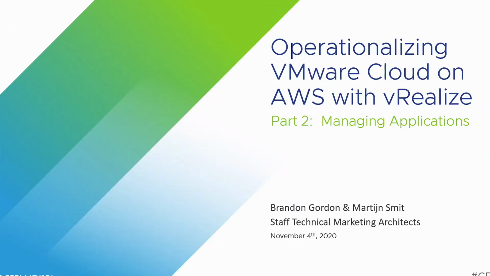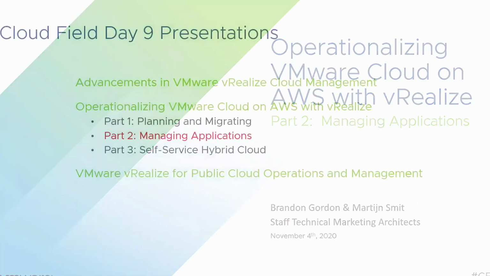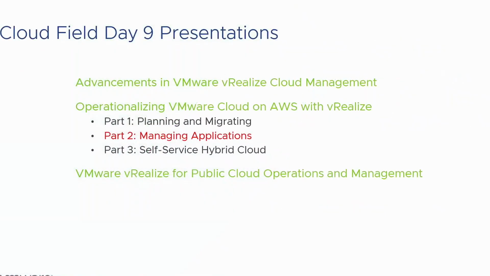This section is going to be on operationalizing your VMware Cloud and AWS environment. We showed migration, but this also applies to new environments as well. This is basically monitoring and managing your environment now that you have a VMC environment set up. And just a reminder, this is part 2 of the 3 sessions.